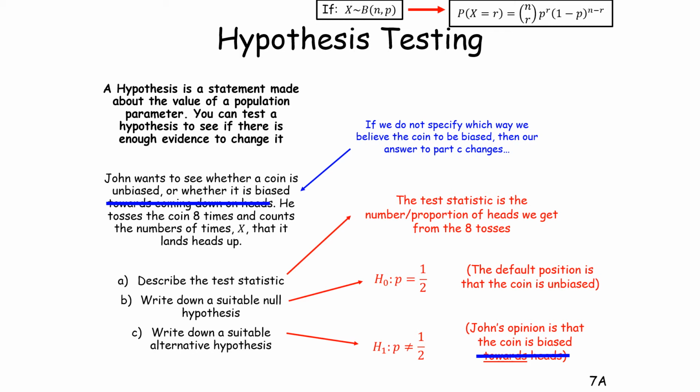If it did not specify whether he believes it is biased towards heads or not, then it would be a two-tailed test. We will say not equal to half. So that's something to remember, whether he believes it's biased towards heads or he thinks it's biased. So these are two different cases where you have to be careful how you read this.